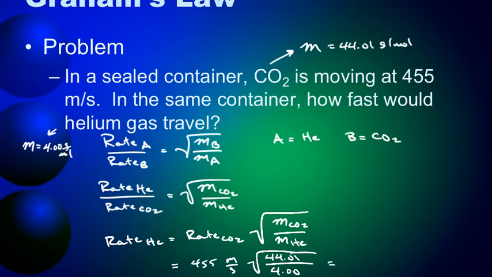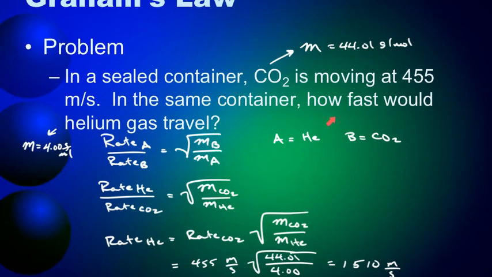Okay, and plugging that in, that's square root of 44.01 divided by 4, so almost 11 on the dot. Take the square root of that, and then multiply times 455. And we're going to round this to 3 significant figures. That is 1,510 meters per second. And let's stop to see if that actually makes sense, right?